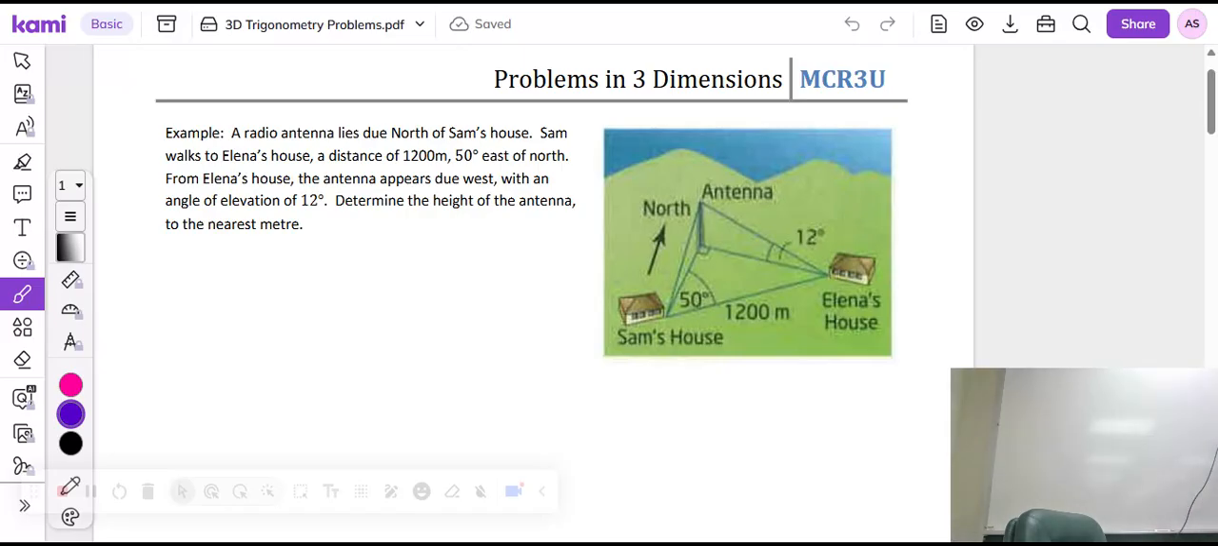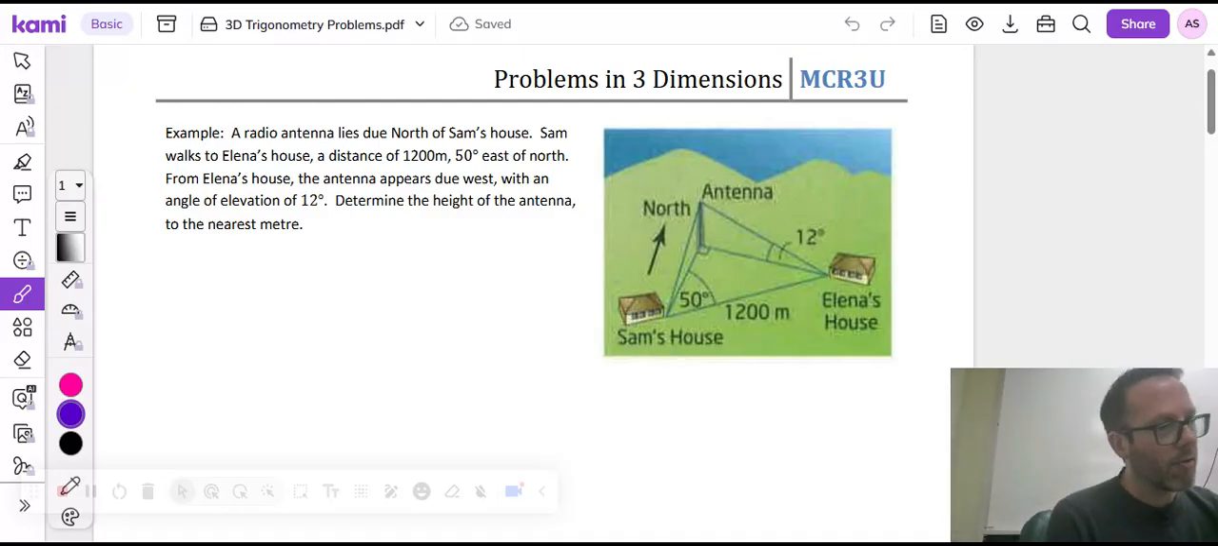All right, I'm going to come along for the ride here. When I look at this question and I see we need the height of the antenna, there's actually two triangles here that contain the height of that antenna. There is a right angle triangle that we can form using Sam's house, the antenna, and there's a right angle triangle from Alina's house that involves the antenna as well. One of those triangles has more information than the other, so I can see that I've got the angle of elevation from Alina's house. So I think that that's what I'm going to use for sure.